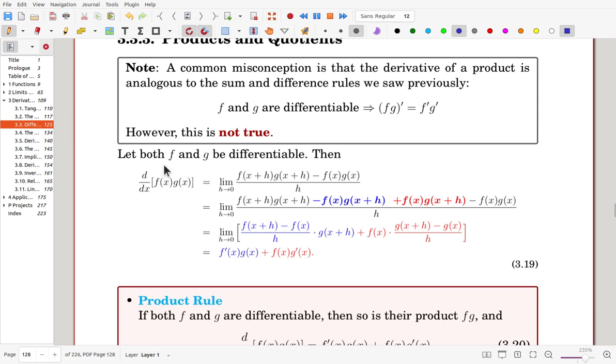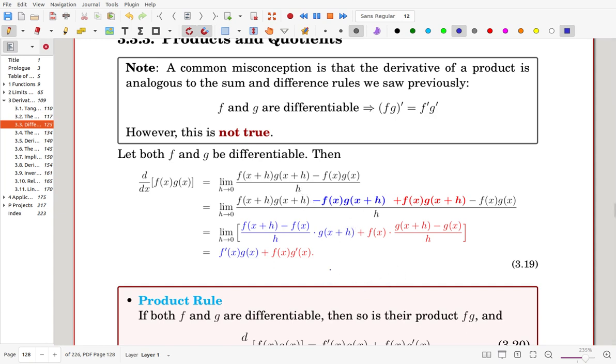We'll assume f and g are simultaneously differentiable. Then the derivative of a product by definition is the limit as h approaches 0 of f g at x plus h, minus f g at x, divided by h. Now for this product, we are subtracting this blue term and then adding it back, so it is the same as the earlier one.